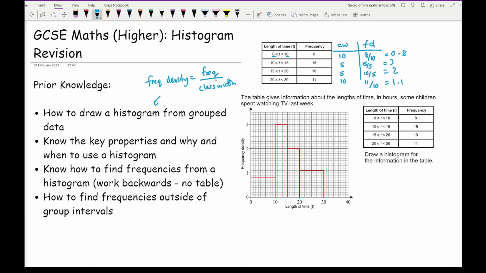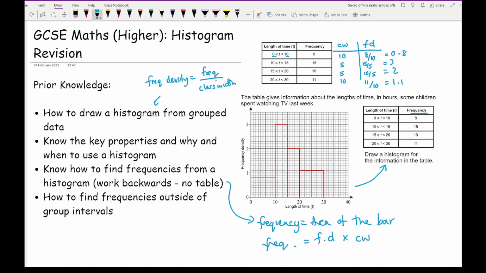The next thing we then need to know is to be able to work backwards. So this is when you're given a histogram and you want to go back to the table by working out the frequencies. For this bit, we need to remember that the frequency equals the area of the bar. So if I want to know the frequencies of each of these groups, then all I need to do is the frequency density multiplied by the class width, and that would equal the frequency.